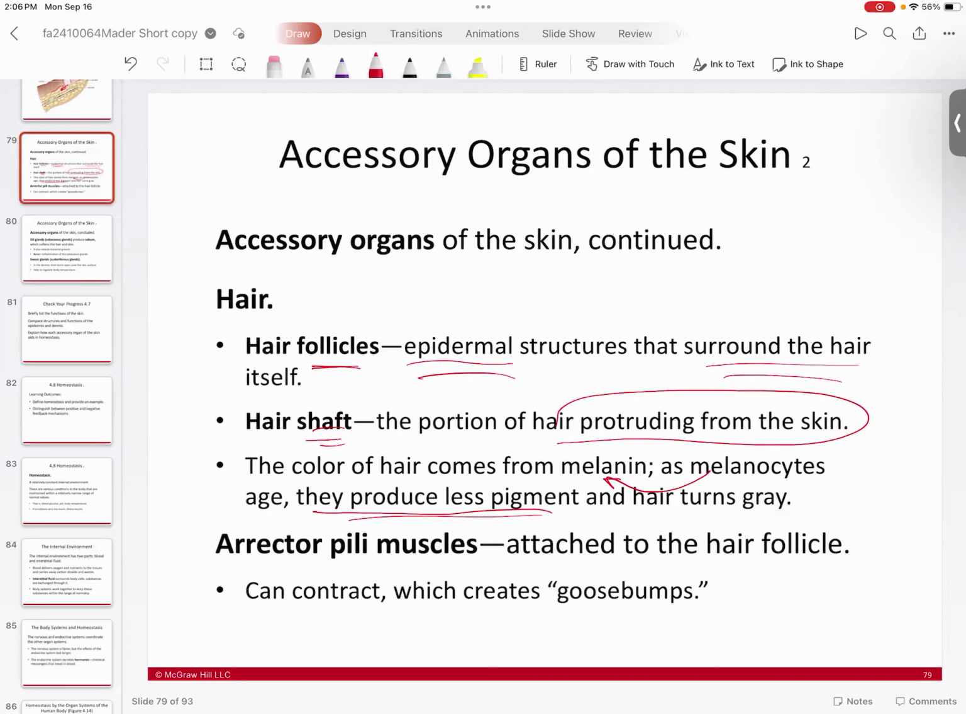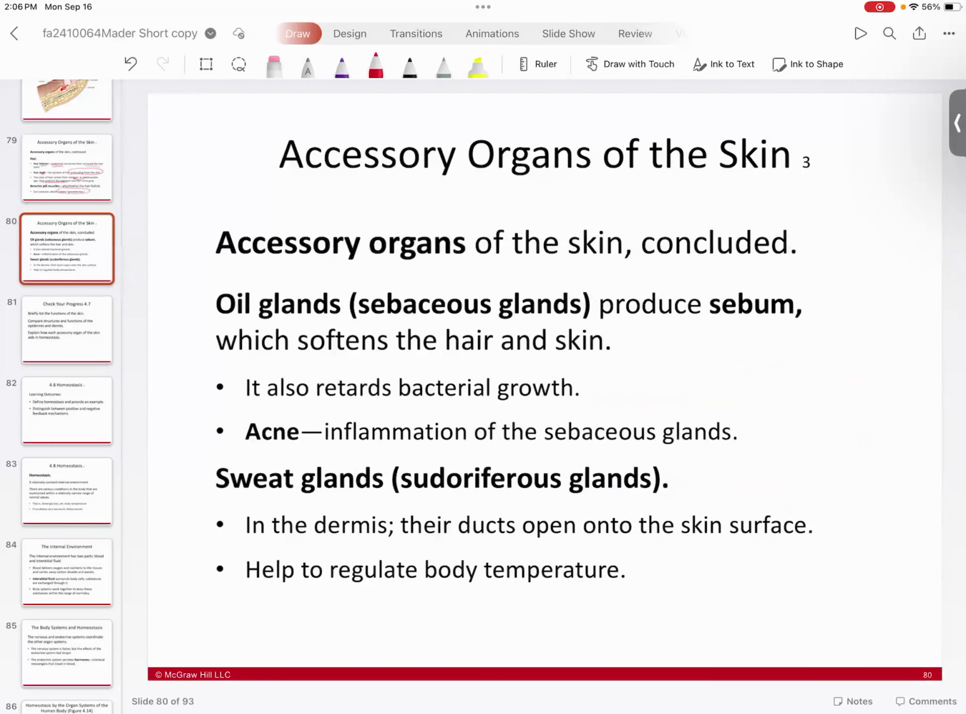Then we also have the erector pili muscles. Those are also accessory organs. So these are your smooth muscle attachments to your hair shaft. And when they contract, they basically cause the hair to stand up. And that's what we now know as goosebumps, or like when the hair stands up on end on the back of your neck. Okay.